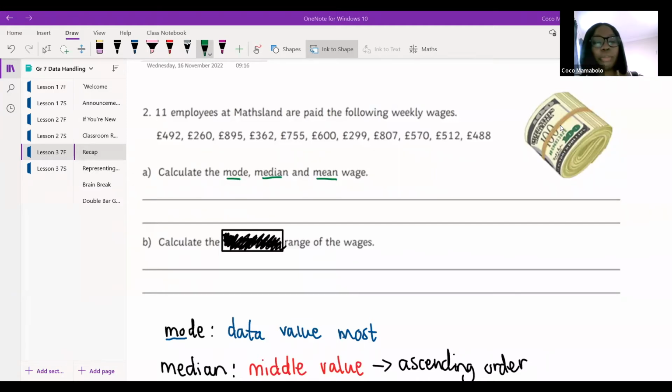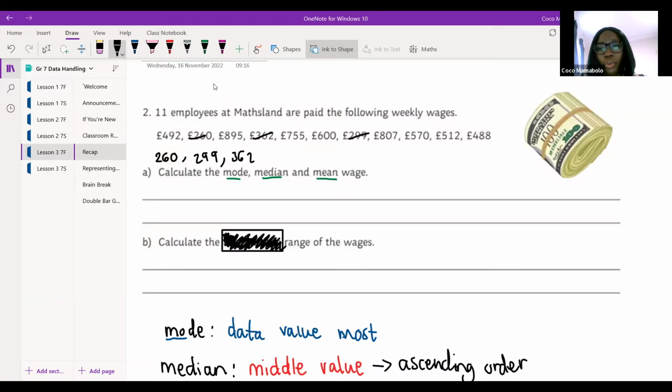All right, guys, I'm going to start putting these in order so we can look at what we're going to do. So I'm going to put them in ascending order, from smallest to biggest. I think the smallest number we have over here is 260. Cancel that one. And then from 260, we're going to 299. Okay. And then from 299, we're going to go to 362.